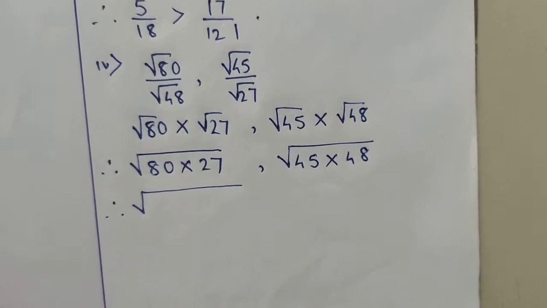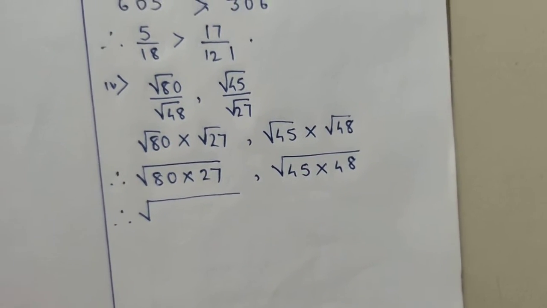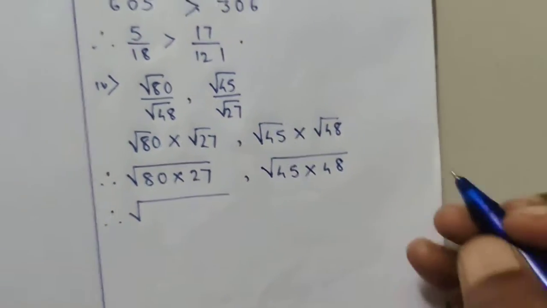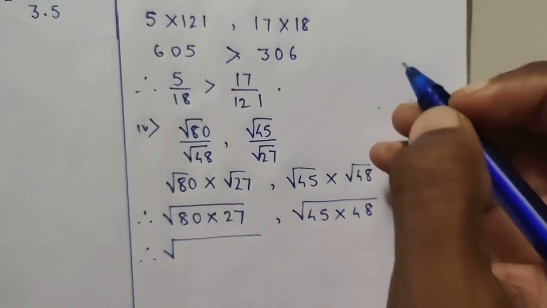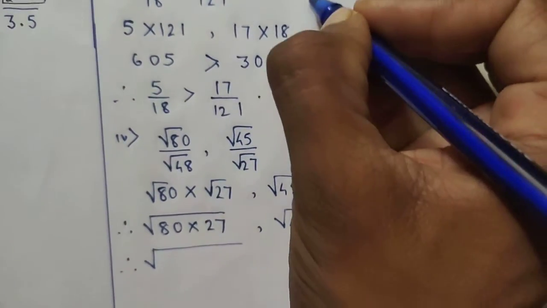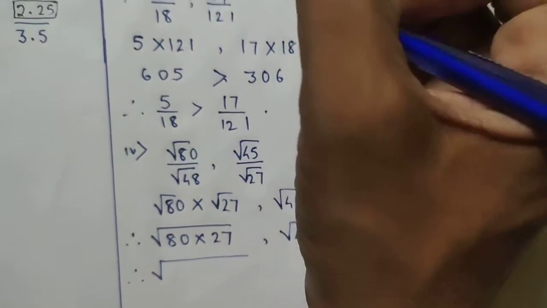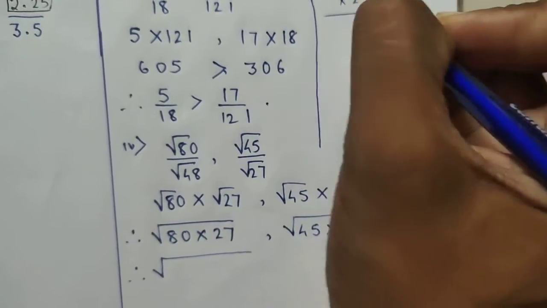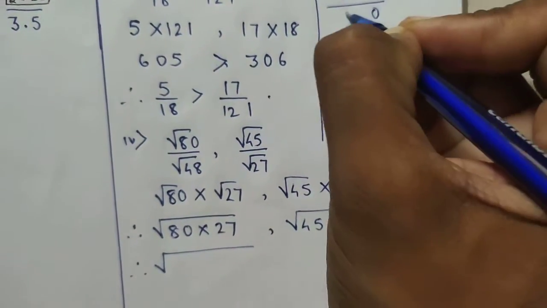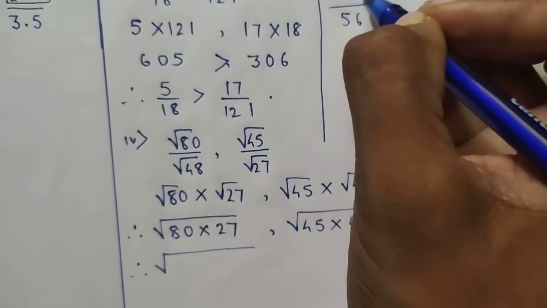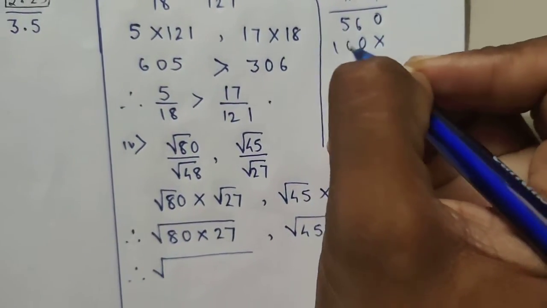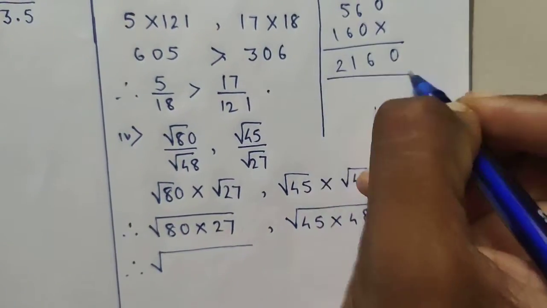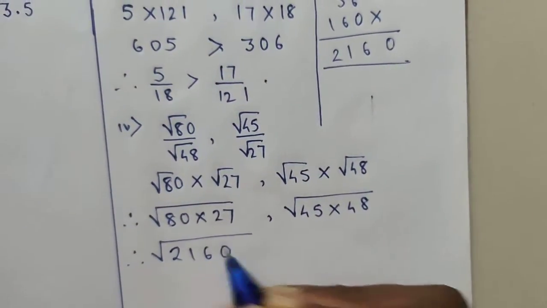80 into 27. See, if you want, you can do the multiplication and directly compare it. So let us multiply directly. Okay, so let me tell you here how to multiply. First I am going to do 80 into 27. So 7 0s are 0, 7 8s are 56. 1 place cancelled. 2 0s are 0, 2 8s are 16. Add it: 0, 6, 5, 6, 11, 2. So in this case you got 2160.